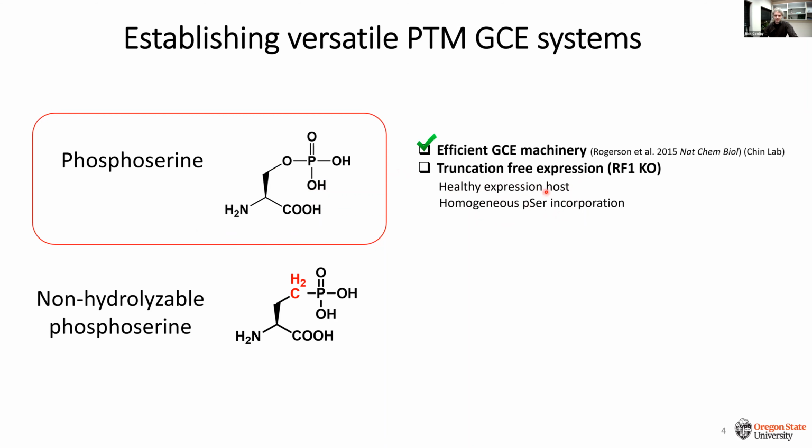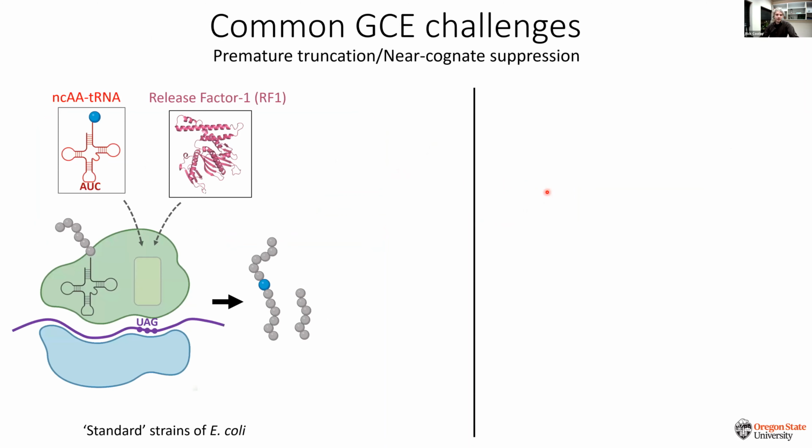And so what I mean by truncation-free expression is, as many of you know, when we encode non-canonical amino acids, we aminoacylate our tRNA with our non-canonical amino acid, and then this tRNA suppresses a UAG stop codon to encode our protein with a non-canonical amino acid.